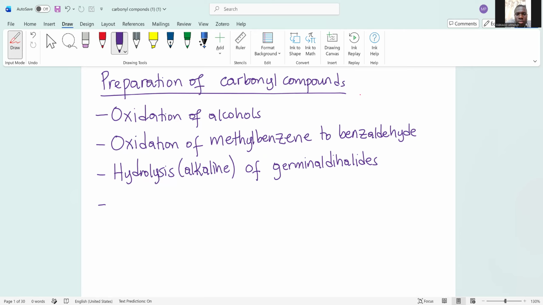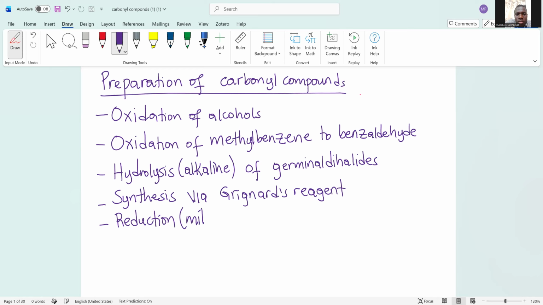Then also we have synthesis via Grignard's reagent. That one I think it hasn't been taught. Then we also have other preparative techniques, for example, reduction. This is mild reduction of what? Of acyl halides. I believe that also hasn't been taught.